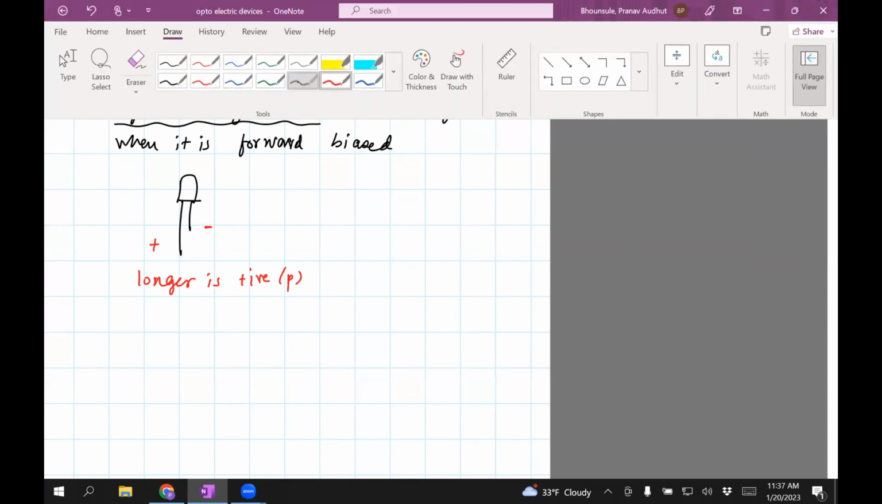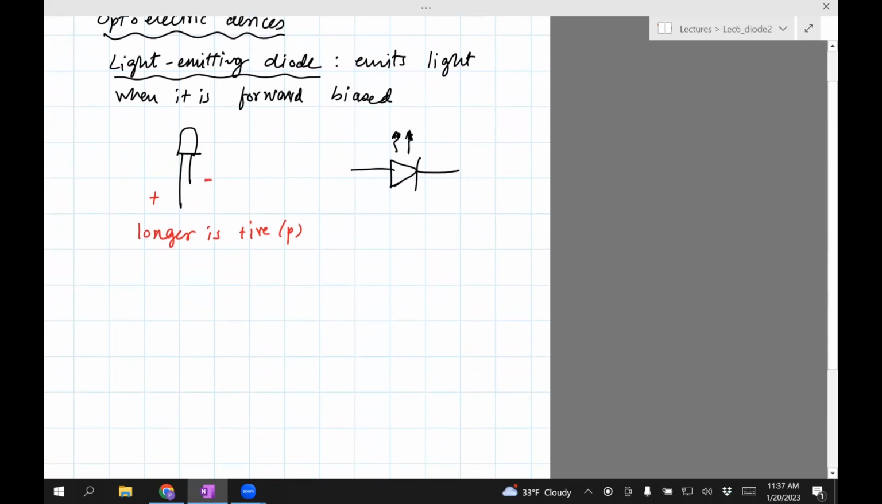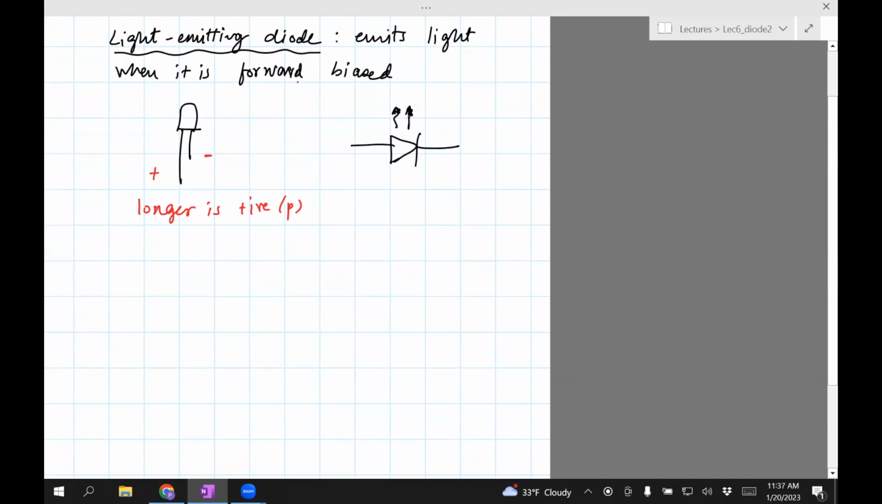The symbol for the LED is a diode symbol, right? But then you show it emitting light. That distinguishes it from just a junction diode. So how will you connect it? Well, this is how you'll connect it. You will connect a voltage source to the diode in forward bias. So this is positive.